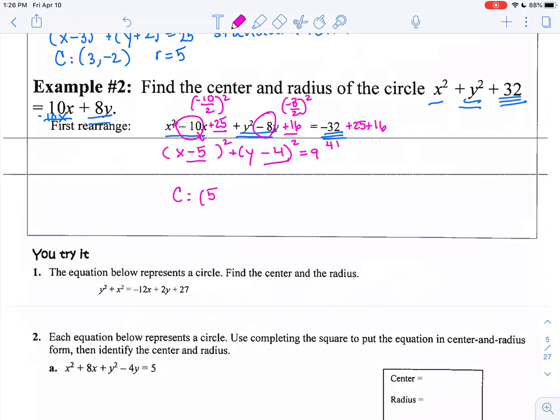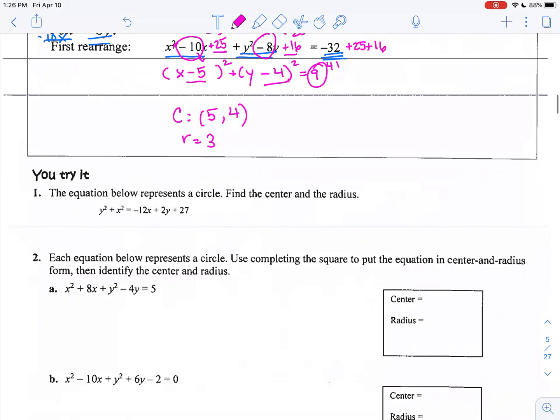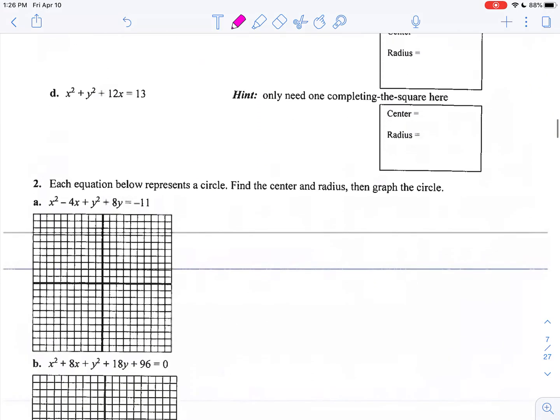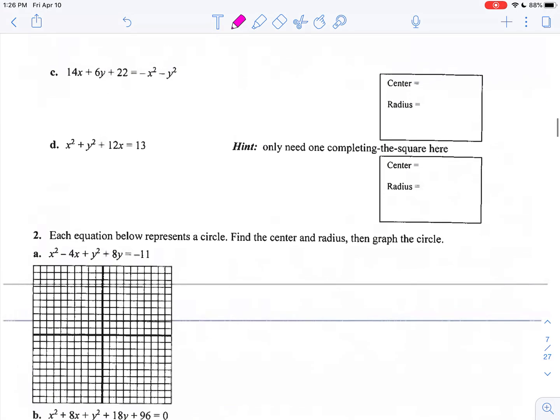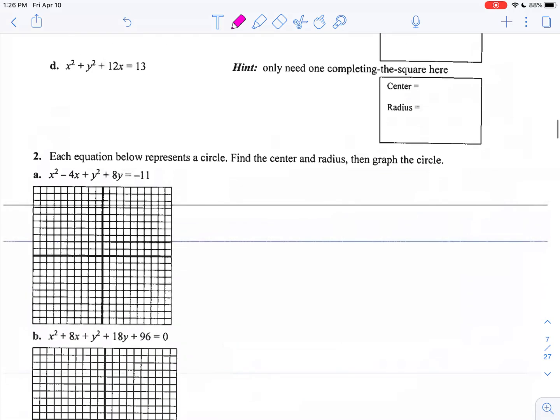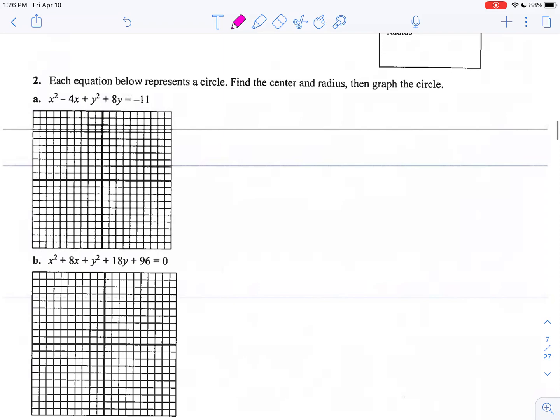So the center of my circle is positive 5, positive 4, always the opposite in sign. The radius is the square root of 9, so 3. So I'm going to go ahead and scroll down past these examples and look at the next page to see. Let's go ahead and put all of the problems together in 2A.